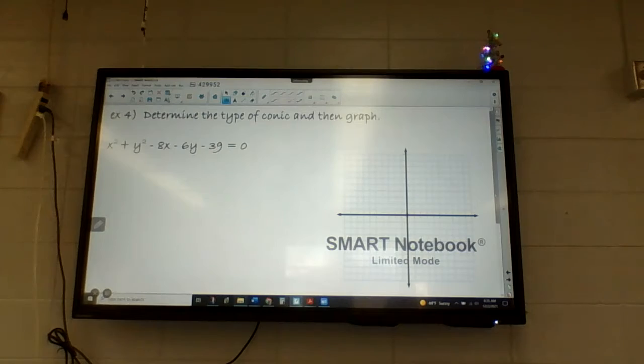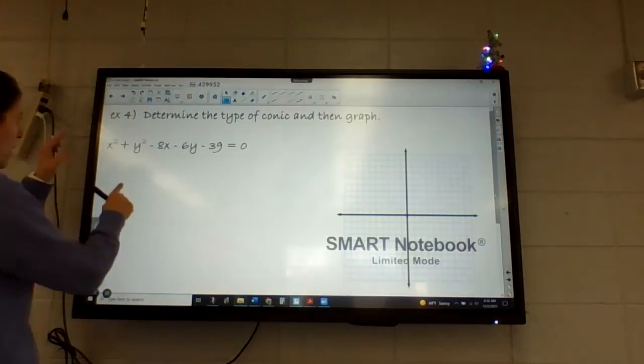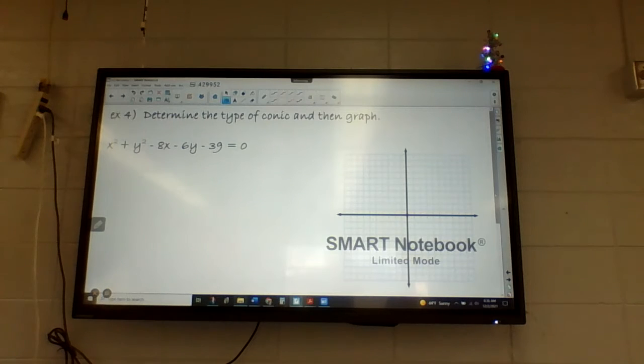We'll have to look at that. All right, so this one, the x squared and y squared are positive. So then we go to the next question. They're both squared, they're both positive. Do they have the same coefficient? Technically, yes. There isn't a coefficient there, so technically it's the same. So this is going to be a circle.